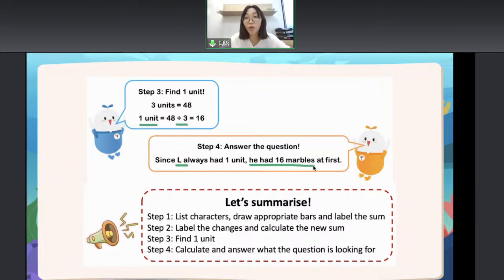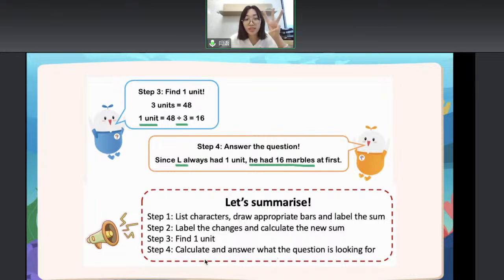This is the example question. So again, let's summarize these 4 steps. For first step, you need to read the question, find how many people are there, who are they, try to list characters, draw appropriate bars and label the sum. Step 2, you need to label the changes. Do we have more or fewer? And calculate the new sum.